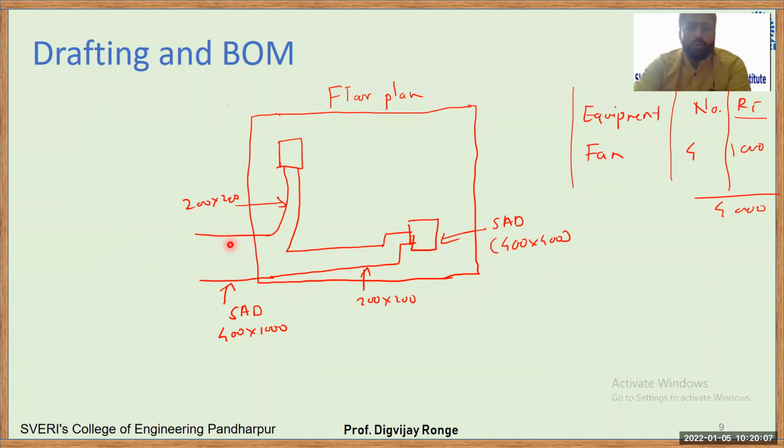Now when you prepare all these drawings, the last step is a BOM, that is a bill of material. There will be equipment numbers and their pricing. Suppose you are going to install some fans, you require 4 fans. Price per fan, suppose it is 1000, total cost will be 4000. In this way all the equipment costing will be done, and we have a bill of material.